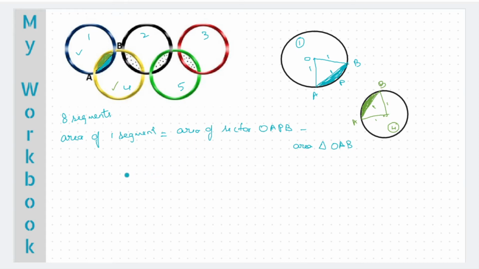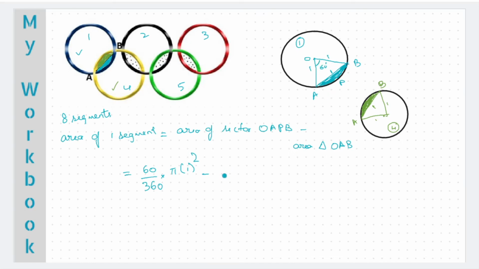Area of sector OAPB: we need the central angle. We can see that this is an equilateral triangle because the radius of the circle is 1 and the chord's length is also 1. So all three angles in an equilateral triangle will be equal to 60 degrees. So the central angle is 60. Area of the sector will be theta by 360 into pi r square. Here r is 1, so 1 square. Minus area of triangle OAB.